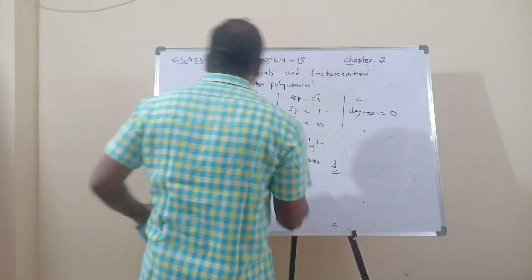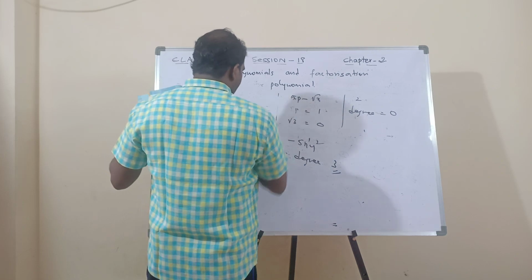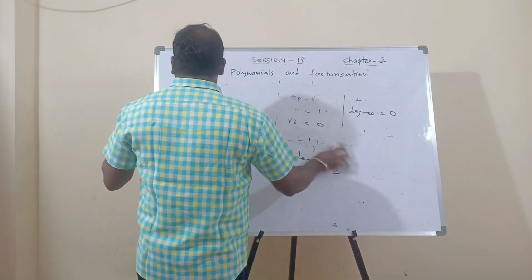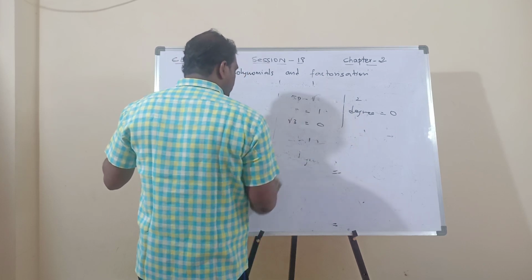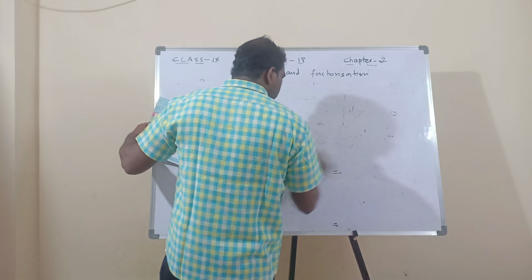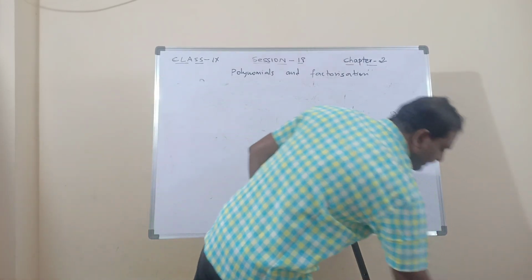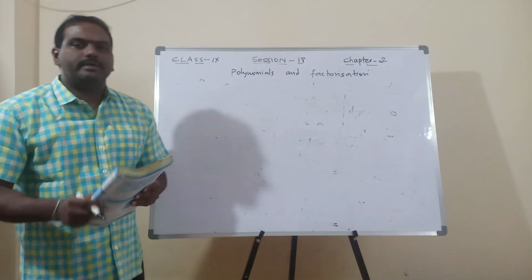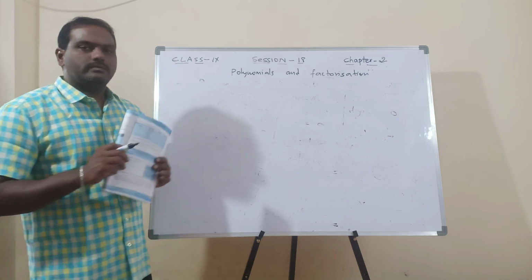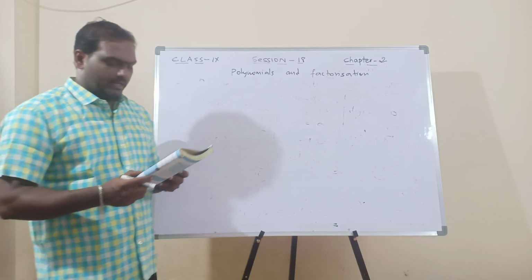Next question is given in this one only. Write the coefficients of x square in each of the following. So degree is different and coefficient is different. Coefficient means by which number we are going to multiply. For example, 5x means 5 into x. So the coefficient is 5. 10x square, so we are multiplying 10 into x square. So the coefficient will be 10.